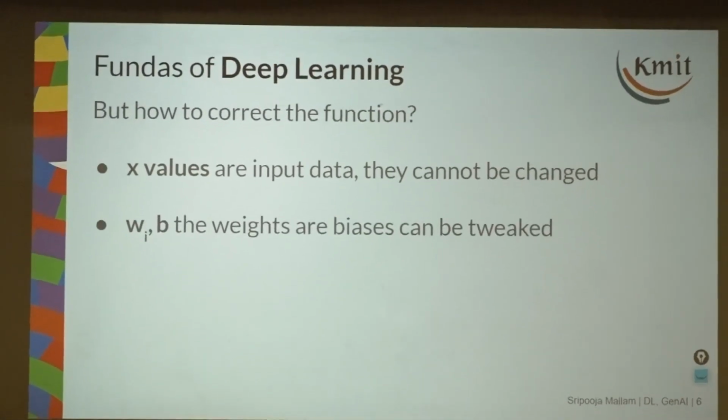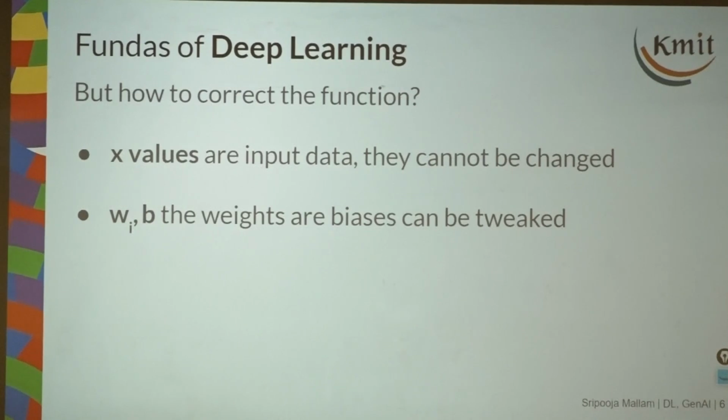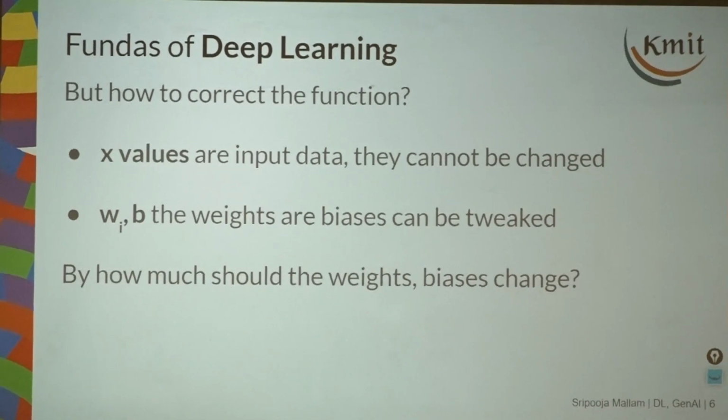So coming back to this question, how to correct the function? X values, they cannot be changed. Whereas weights and biases can be tweaked, meaning they can be changed. Depending on the feedback we receive, they can be modified. So we have flexibility in terms of weights and biases. So whenever we are saying that a neural network is getting trained or a neural network is learning from the data, it means it is changing these values, the weightage. How much weightage should it give to certain input? Should it give less weightage? Should it give more weightage? So that is what the neural network is essentially learning.